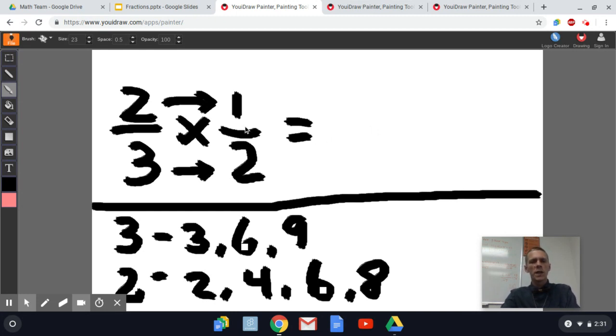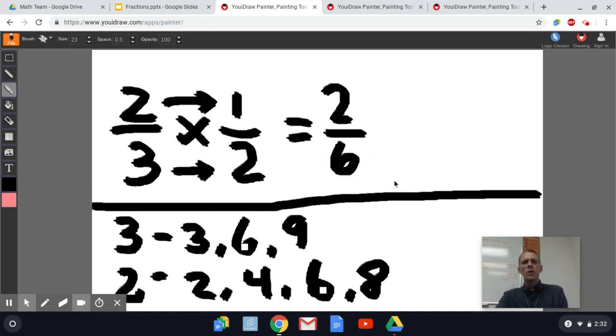Now notice that multiplying fractions, they're set up different than adding and subtracting, because when you're adding and subtracting, it's easier if you set them on top of each other to do it. But when it comes to multiplying, it's a lot easier to set them side by side and multiply straight across. So 2 times 1 gives us 2, and then 3 times 2 will give us 6.